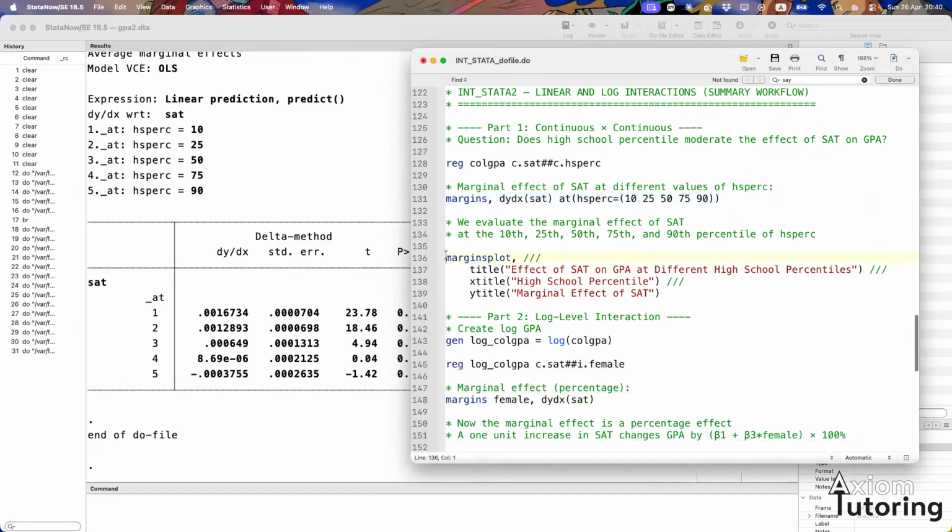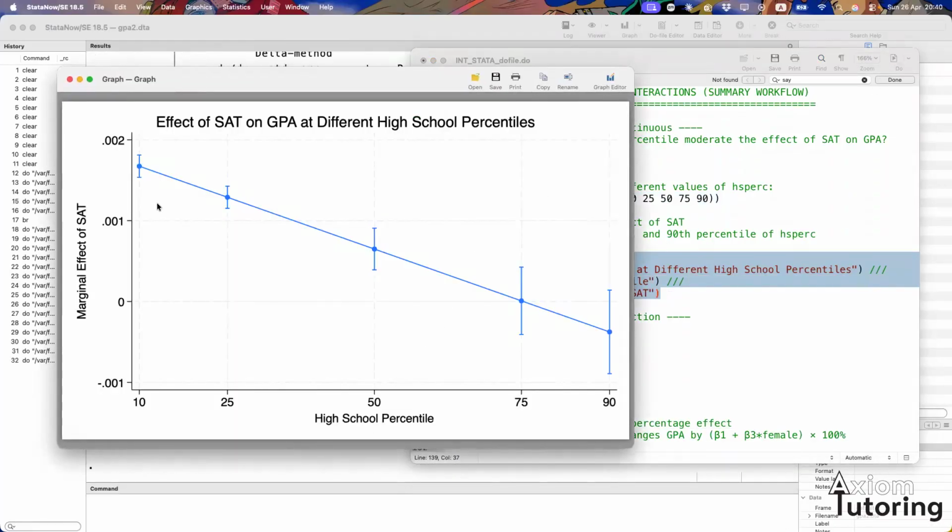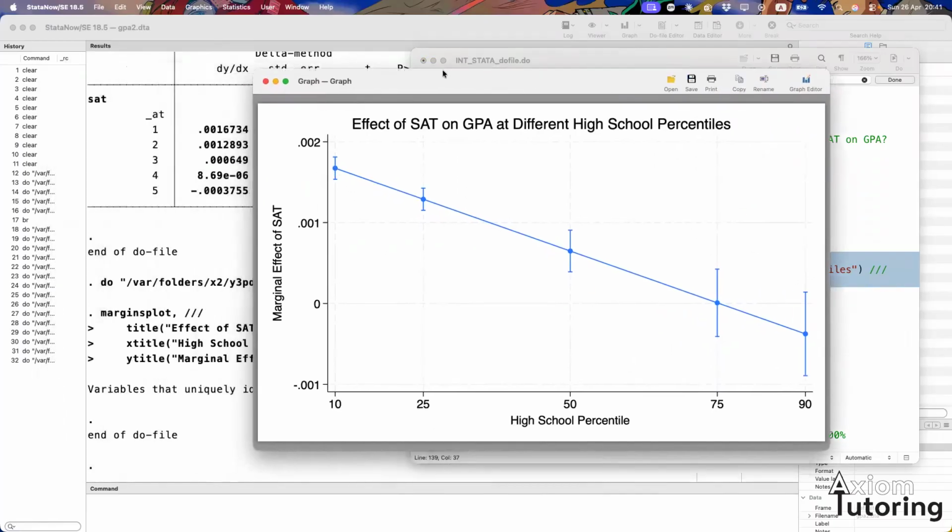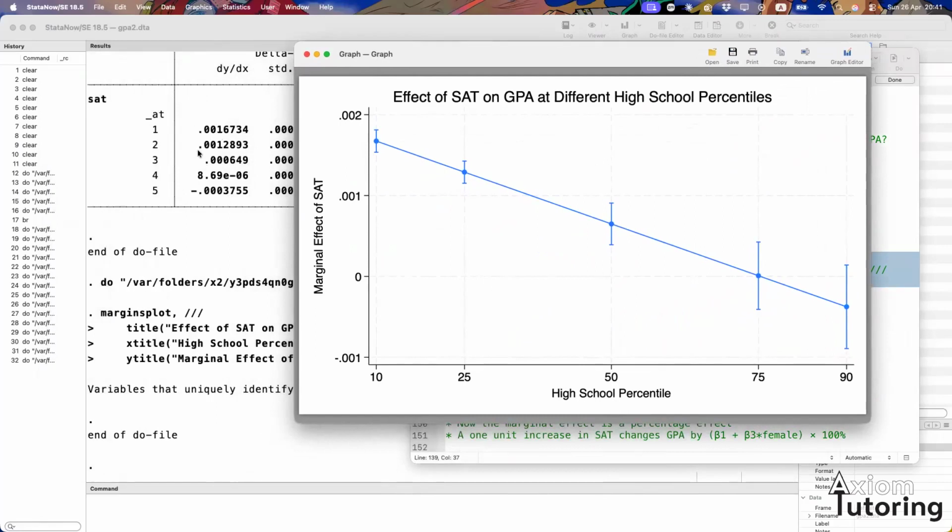We can also see the margins plot for this particular case. So simply at all of these different percentiles, we see the marginal effect. It's just a graphical presentation, basically, of all of these numbers that we had in the table as well.